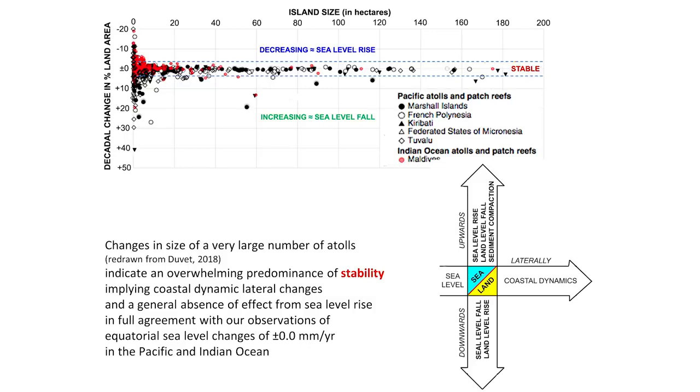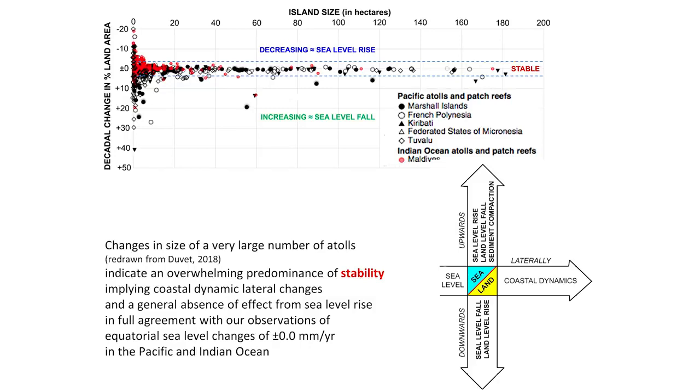There are 709 atolls in the Pacific and the Indian Ocean. Minus if they are decreasing in size, and plus if they are increasing in size. And you can see the vast majority is stable. If there were a sea level rise, they would be decreasing. There's almost no rise in that. You can cut it off. And down here, increasing sea level would fall.